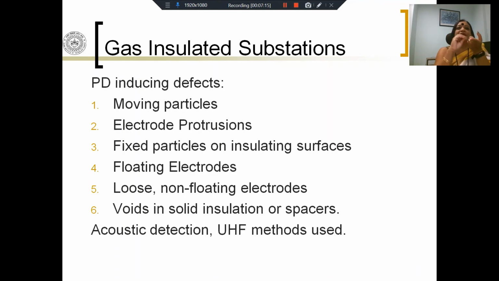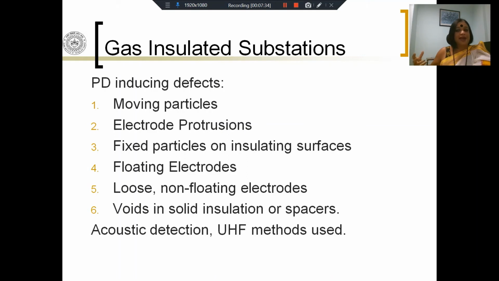So we have to know what the condition is, and partial discharge monitoring of a gas-insulated substation is one of the principal techniques for condition monitoring of gas-insulated lines or gas-insulated substations. So if we are going to monitor PD, what are the PD-inducing defects that you would expect in a gas-insulated substation? Moving particles. Inside the gas-insulated line, inside the tank, there might be loose free particles.